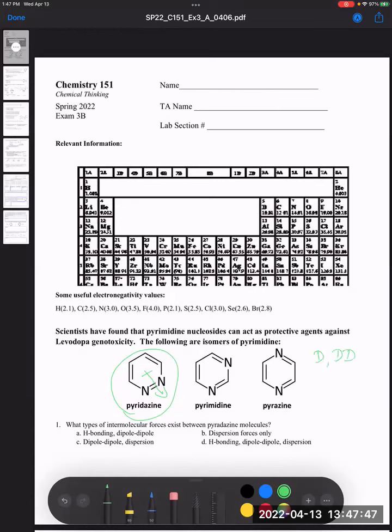Okay, you don't have a hydrogen covalently bonded to either nitrogen, oxygen, or fluorine here. Therefore, you're not going to have hydrogen bonding forces, but you have dispersion and dipole forces. Therefore, the correct answer is option C.